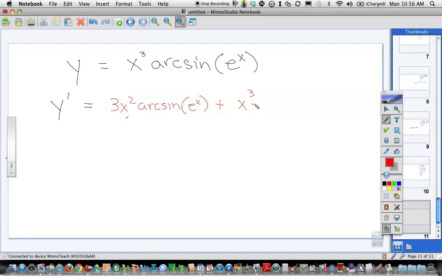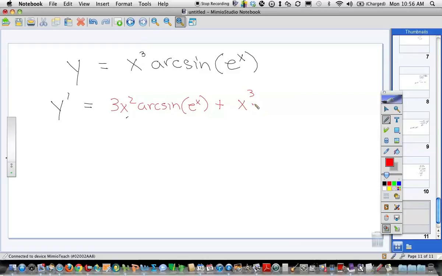So first and foremost, it's a what? It's a product rule, right? You won't have to worry about an arcsine derivative until the very end, because in the product rule, you've got this function times this function. So the first part's very easy. Derivative of the first thing is 3x squared. You leave the second thing alone, the arcsine e to the x, plus the x cubed left alone times the derivative of arcsine, right?